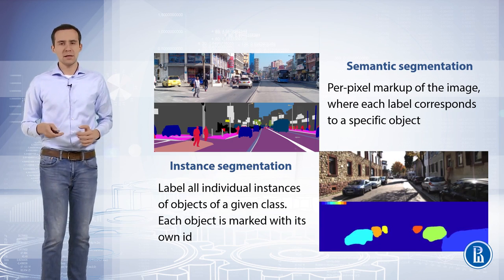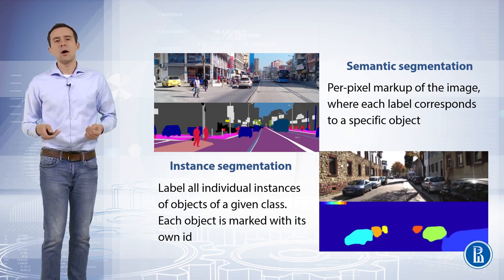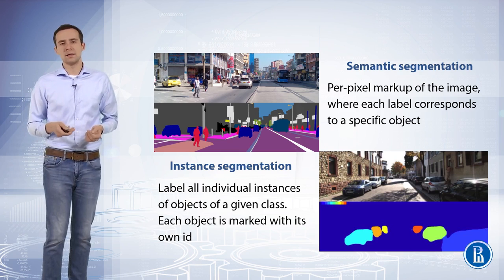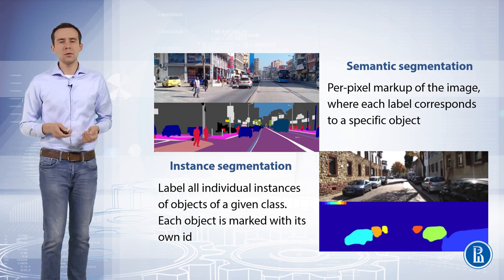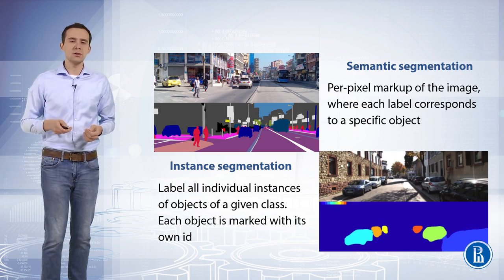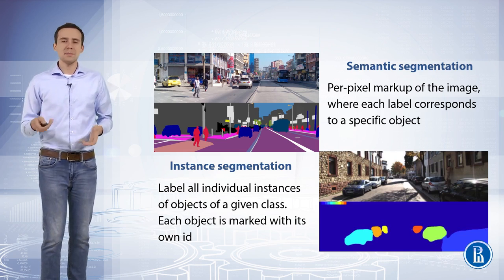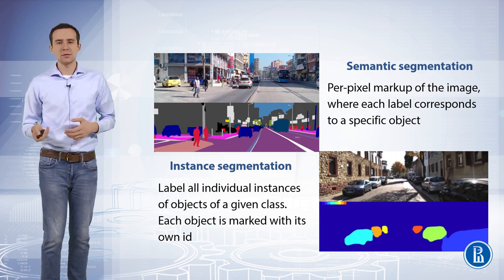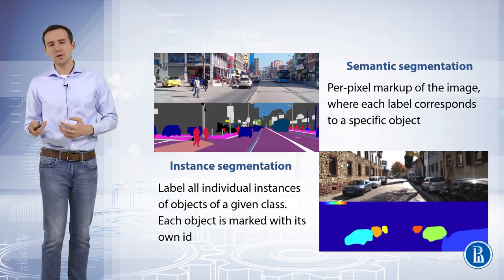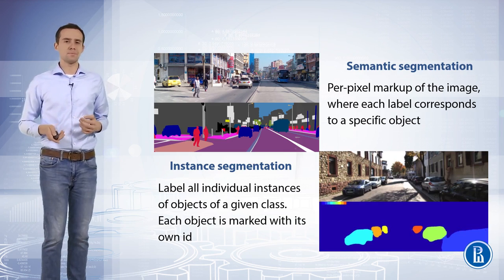Instance segmentation is the task of labeling all individual instances of objects of a given class. Each object is marked with its own identifier. For example, select all cars in the picture and assign a unique label to each car. The problem can be considered as dividing the image into a background and objects, where each object that is not a background is marked with its own label.